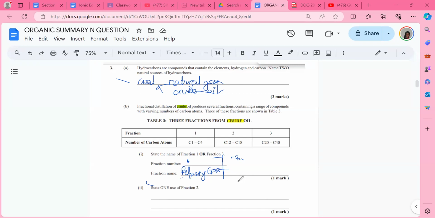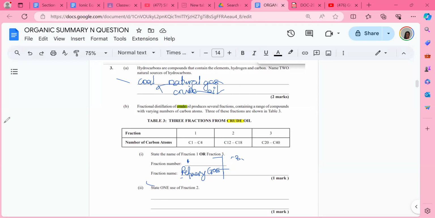State one use of fraction 2. Fraction 2 is going to be kerosene. So fraction 2 is kerosene. One use of kerosene: it's used for cooking. Okay. All right, very good.